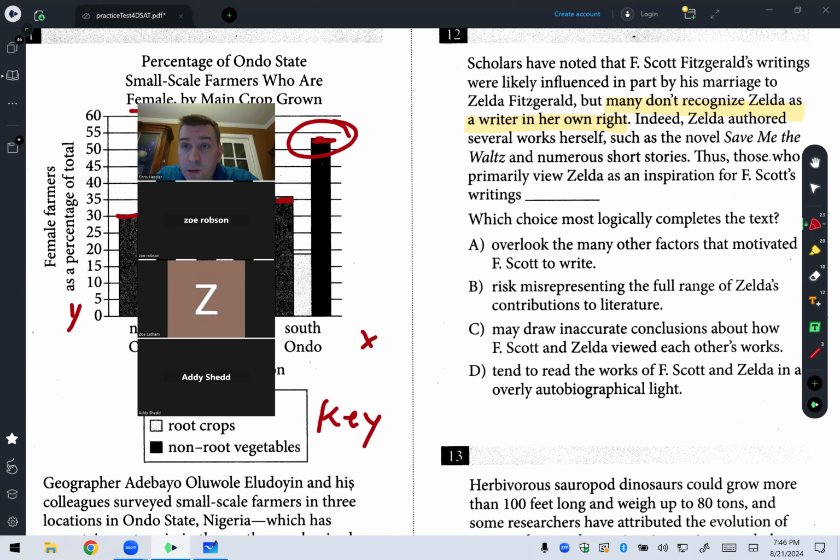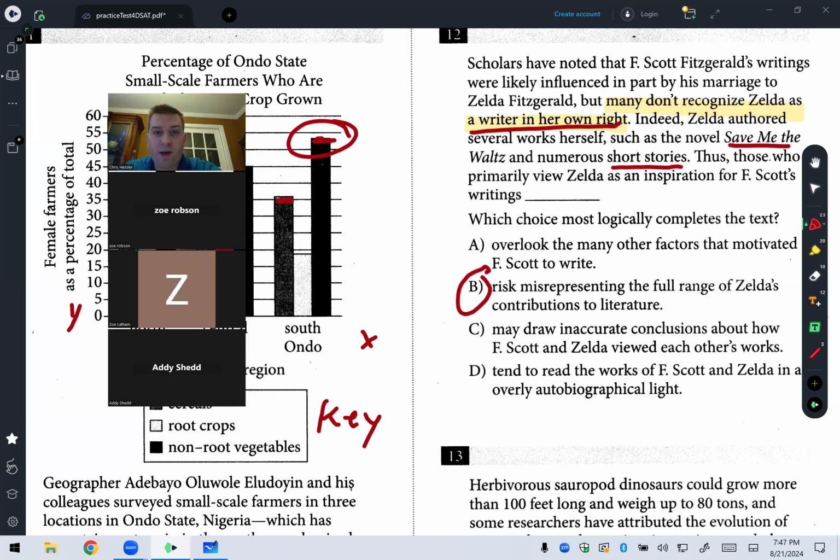All right. Indeed, Zelda authored several works herself, such as the novels Save Me the Waltz and numerous short stories. Thus, those who primarily view Zelda as an inspiration for F. Scott's writings risk misrepresenting the full range of Zelda's contributions to literature. That's the right answer for this one. We're missing out on the novel. We're missing out on the short stories because she was a writer in her own right. So that was the right answer for this one.